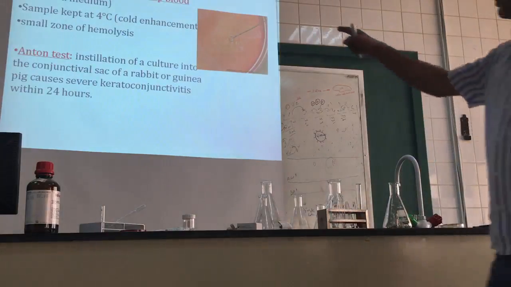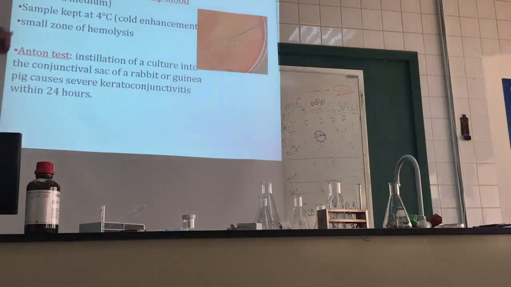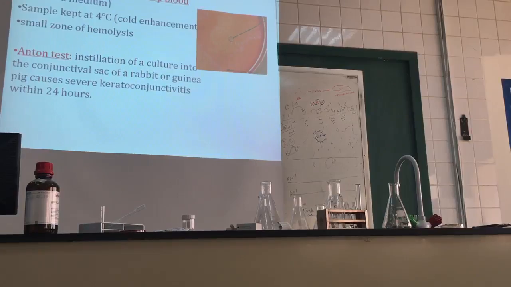And one more, this is called the Anton test. You have to catch a rabbit or guinea pig, okay? Usually the rabbit. If you put this Listeria in its conjunctiva, within 24 hours there is conjunctivitis. Within 24 hours. So one more proof for this Listeria, okay?